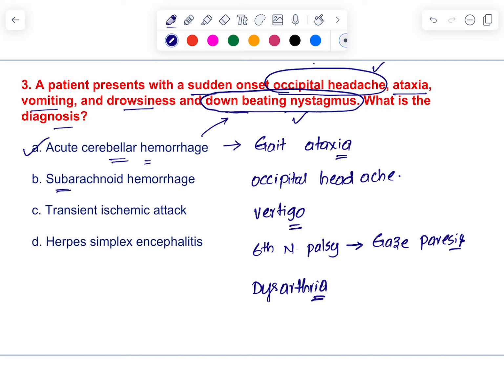Then you take in cases of the subarachnoid hemorrhage. In case of subarachnoid hemorrhage, these patients will have sudden onset severe headache, right? There will be sudden onset severe headache, and we describe it as the thunderclap type of character of the headache. And along with headache, these patients with subarachnoid hemorrhage have neck stiffness.